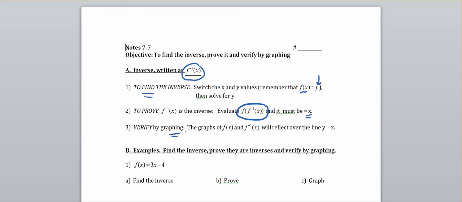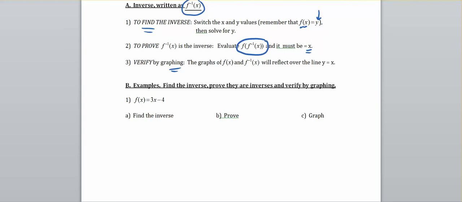And lastly, we're going to graph. When we graph these functions, they're going to reflect over the line y equals x. If you see that the reflection is actually over the line y equals x, then you're doing it correctly. So make sure you have your graphing calculator with you. I'm not going to be able to show that on the video, but I'm going to tell you to graph, and I want you to make sure that you sketch down what you see on your calculator.